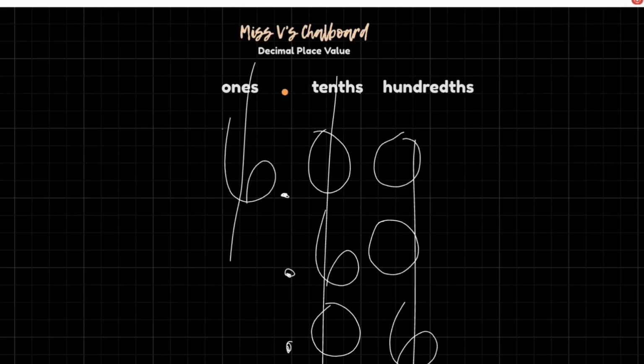We can also compare this as my 6 ones is like $6. My 6 tenths is like 60 cents. And lastly, my 6 hundredths is like 6 pennies or 6 cents.